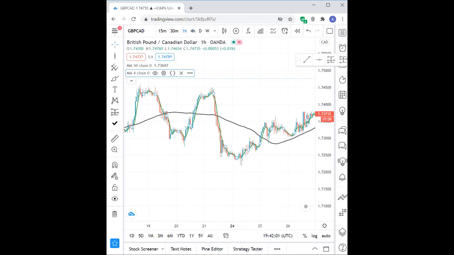So if you're together on the moving average, give me 3 on the chart. If you want to remove it, you just click on it and remove.